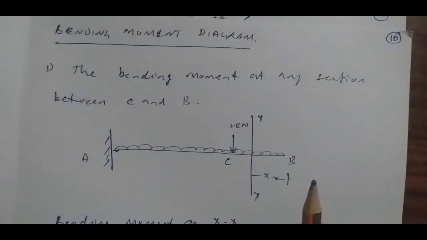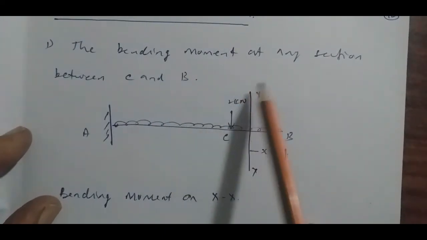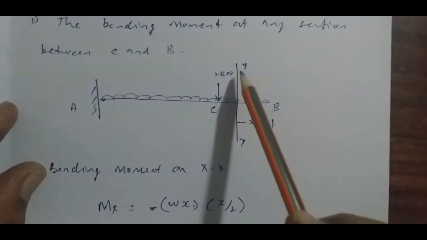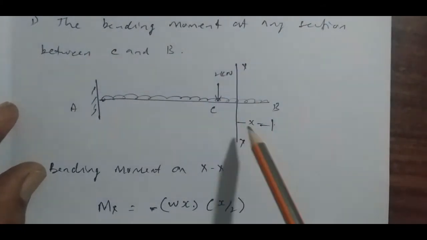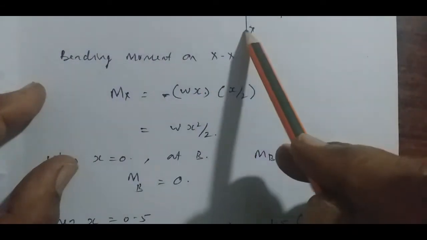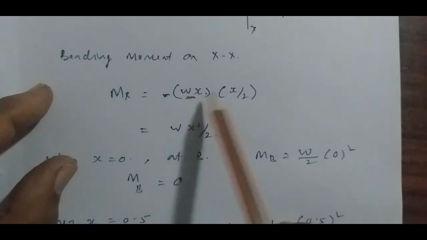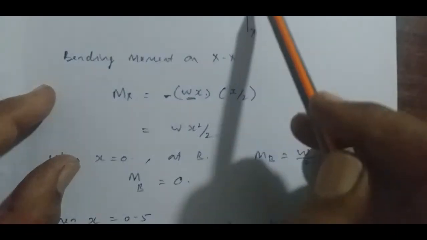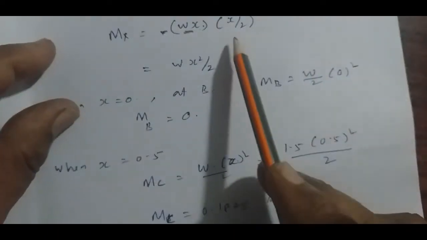Now let us move on to the bending moment calculation, drawing the bending moment diagram. To draw it, first consider the same case. Consider a section xx such that it is x distance from B. Now the bending moment at this xx is load into distance. The load is wx, acting at the middle point, so the distance is x by 2. So the moment is wx square by 2. This is the general form for bending moment.